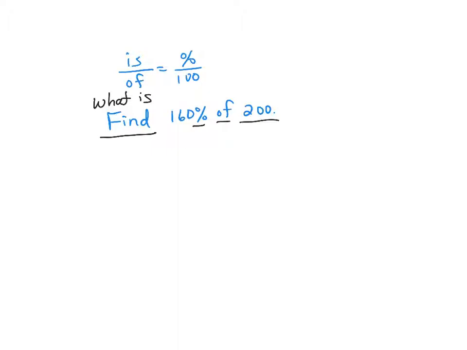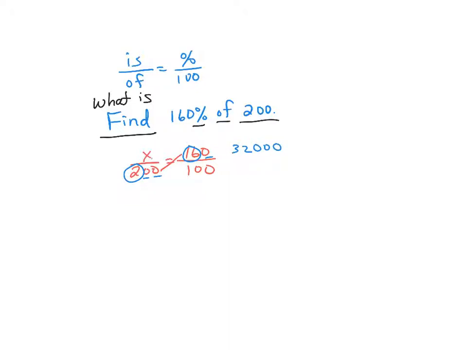I have 160%, so I'm going to have 160 over 100. My of is 200. The find, or the what is, that's what I do not know, so it's x over 200. And then I'm going to go through and solve that. As I go through and solve that, I know 200 times 160. I'm going to do that by just saying, well, I know that 2 times 16 is 32, and then I need 1, 2, 3 zeros. So I get 3 zeros, so that's equal to 32,000.